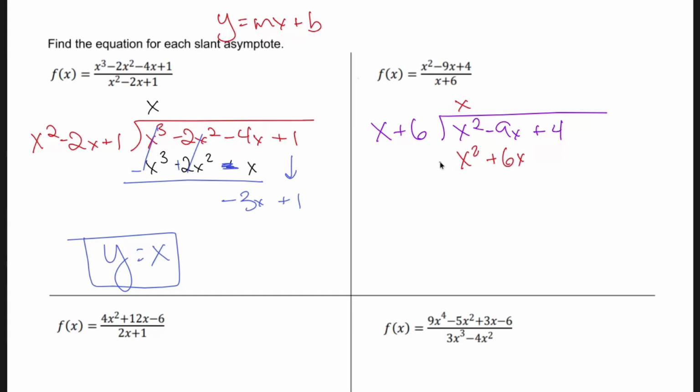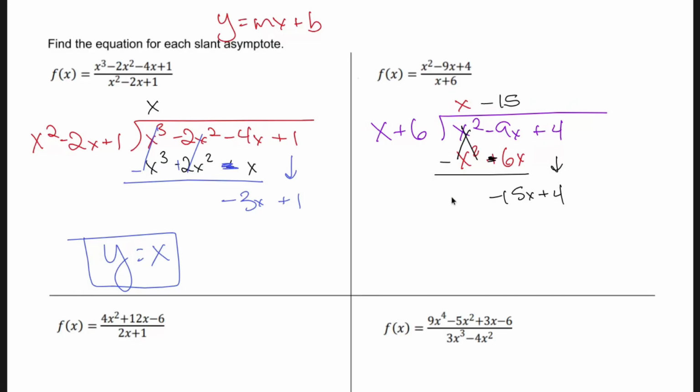Subtract the entire row, which means flip the signs. So you will always go away. Negative 9x minus 6x is negative 15x. Drop down the plus 4. X times what is negative 15x? X times negative 15 is negative 15x.